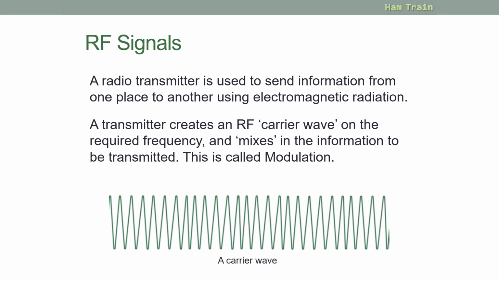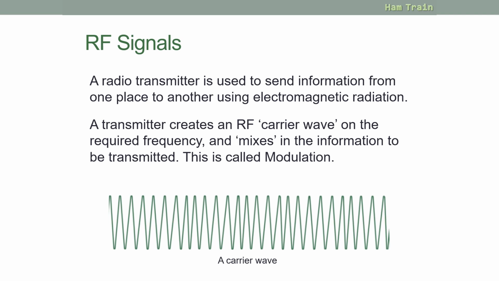This will be at the frequency that you'd need to tune your radio into, and it mixes the information to be transmitted. So you take the carrier wave and the signal that you want to transmit, mix the two together, and that is called modulation. On the screen here you can see a visual representation of a carrier wave.